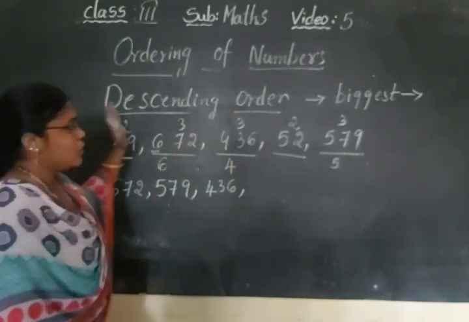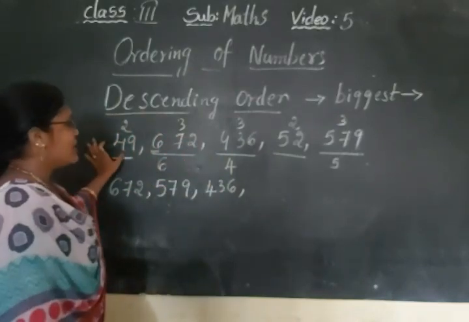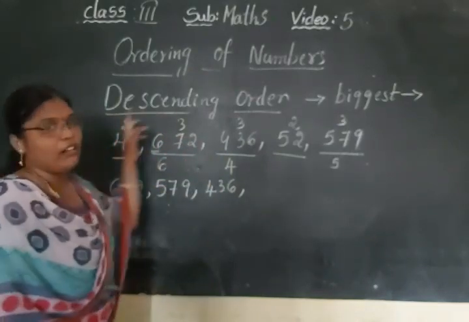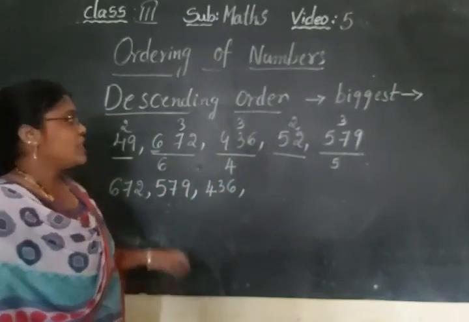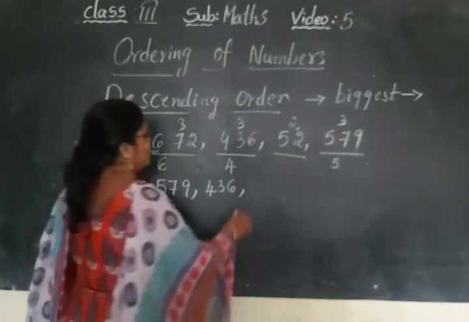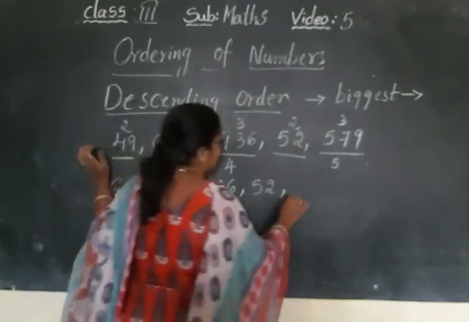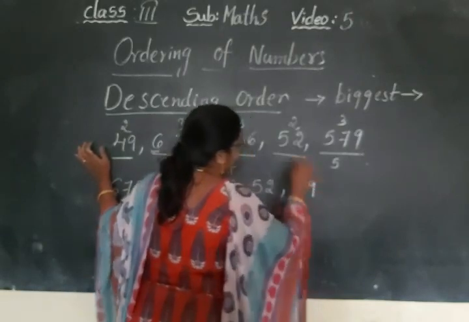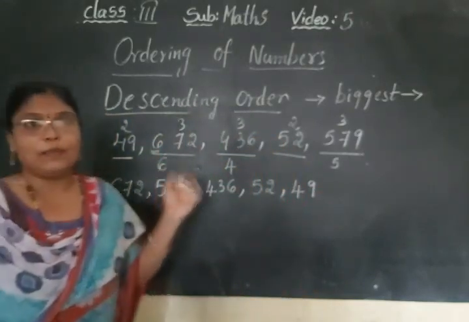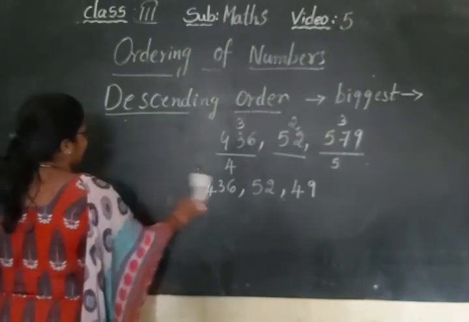Now move on to the 2 digit numbers. Both have 2 digits. For the first digit we have 4 here and 5 here. Which is the biggest one, 4 or 5? 5. So write 52 first. And what is the smallest number among these? 49. Okay. Now try to do this.